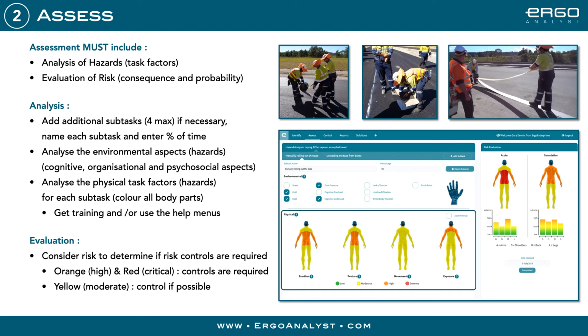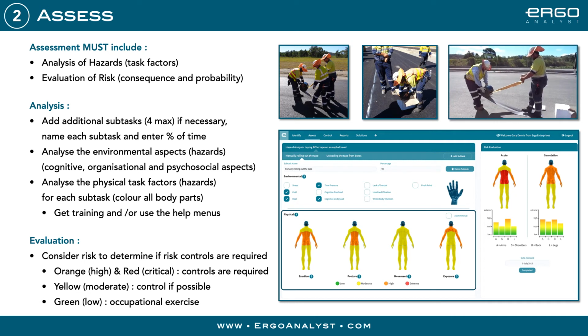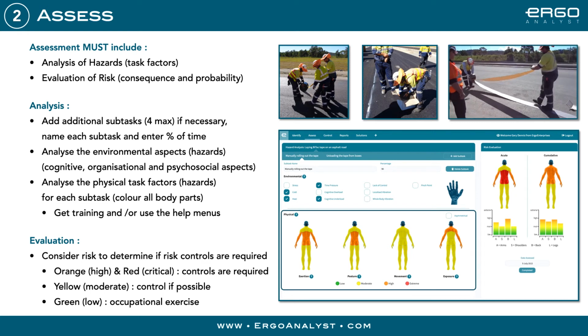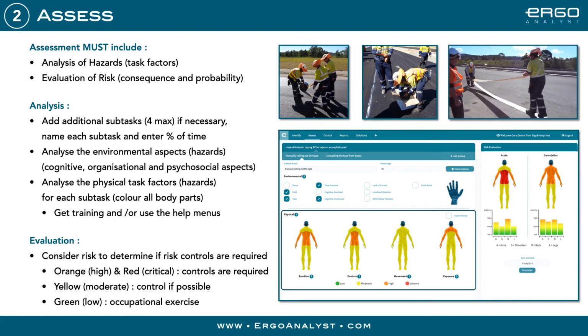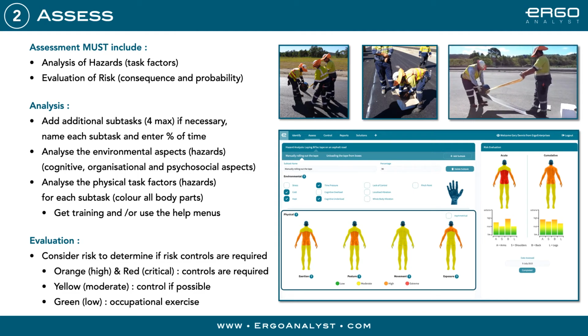And then finally, if all of the body parts for the acute and cumulative risks are green, then that task should typically be considered to be occupational exercise, which is more likely to improve health than lead to musculoskeletal injury.